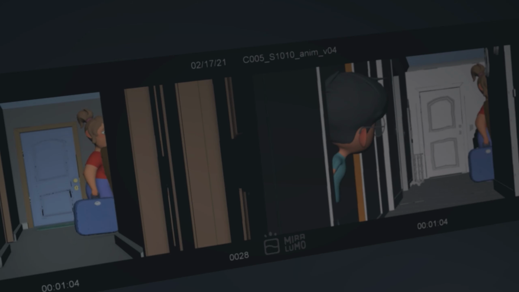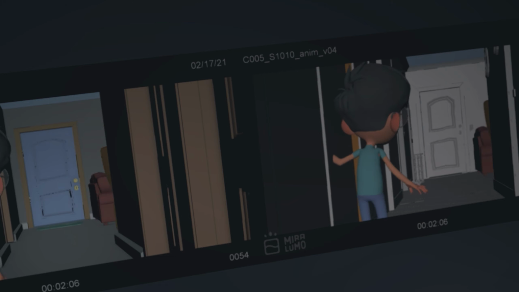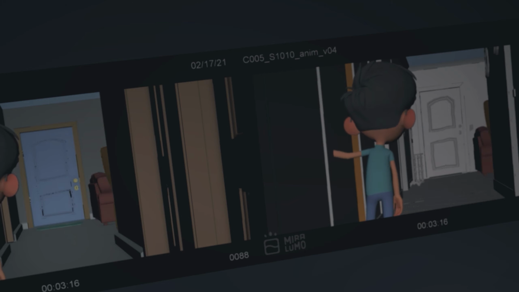annotations as they happen. A great way to ensure nothing is out of context and everyone in the review is on the same page, every step of the way.